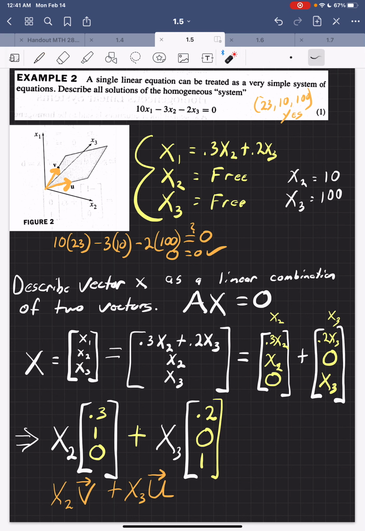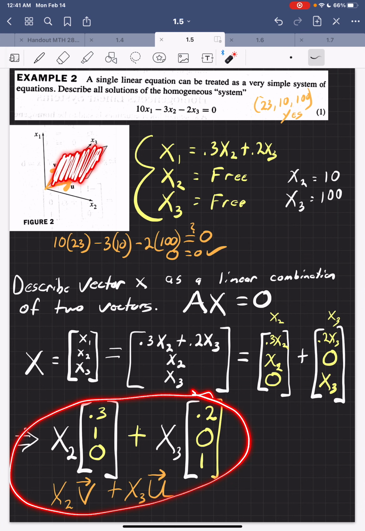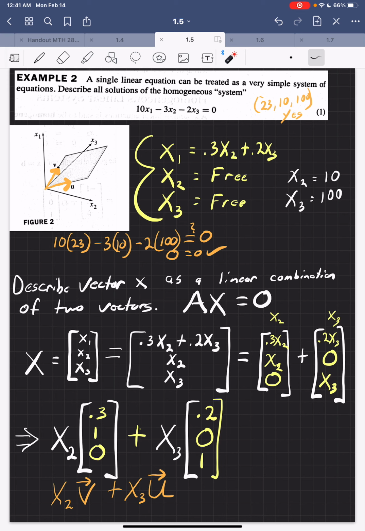Okay. Now, do you see all of these points that can be generated from these two vectors? Guess what? One of those points is 23, 10, 100. That's in here. So is 0, 0, 0. That's in here too. What you're looking at geometrically is the span of these vectors. I do hope it makes sense that this point, 23, 10, 100, is in the span of these two vectors.